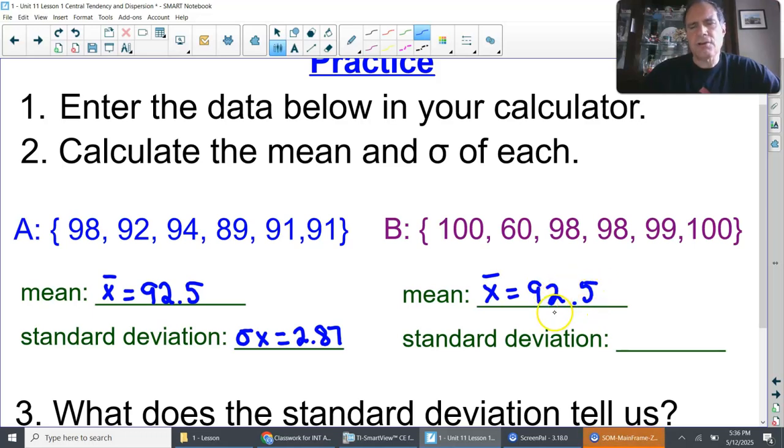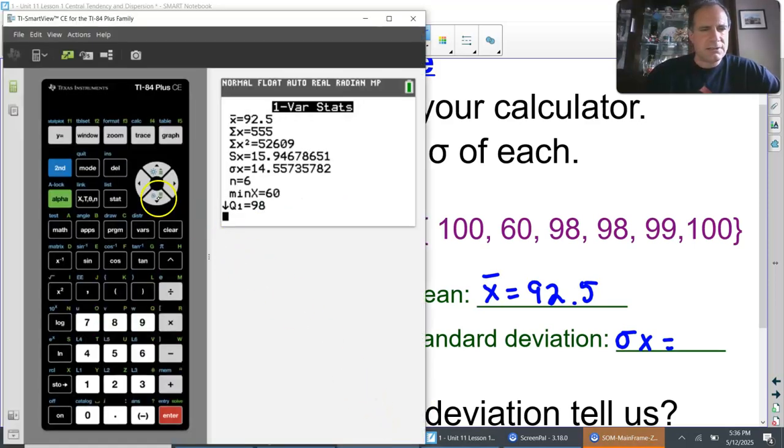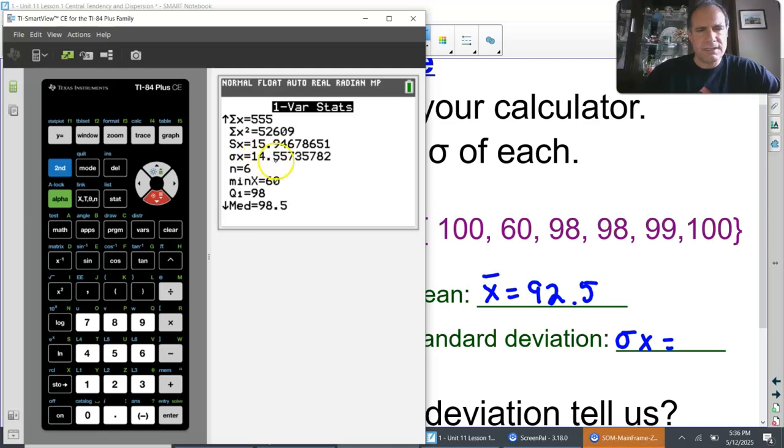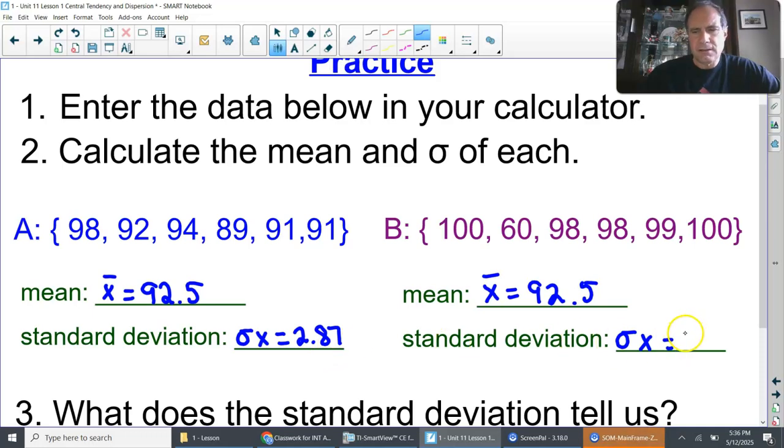92.5. Now, just looking at that mean, you see this 60 and this 100? The 60 is kind of low, so I bet you this standard deviation is a little bit higher than this. It's greater, I guarantee it. So let's go down and see, there it is, 14.55. So we'll round this to the nearest hundredth, 14.56. And it is larger because of this 60.